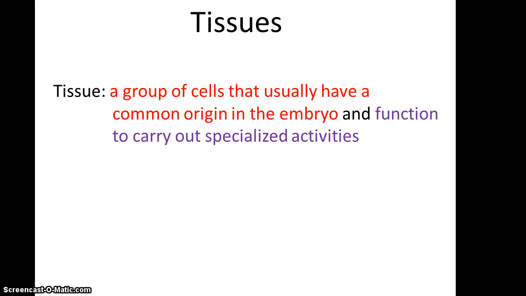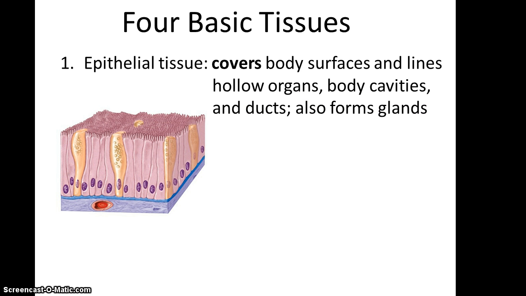Tissues. Well, the technical definition is a group of cells that usually have a common origin in the embryo and function to carry out specialized activities. You can reinterpret that definition as a group of very similar cells that work together to do something. So there are four basic tissues.